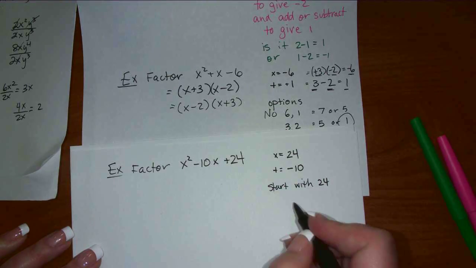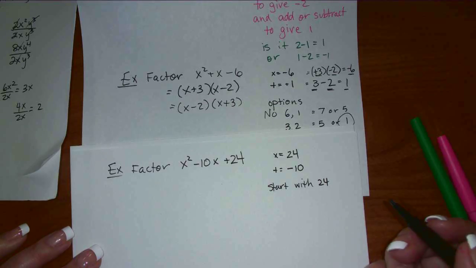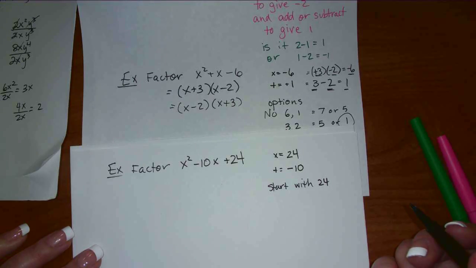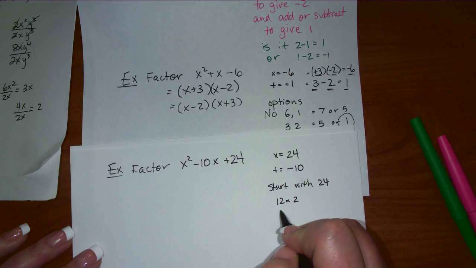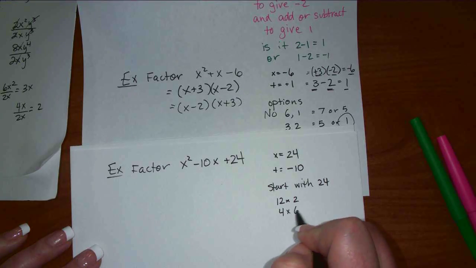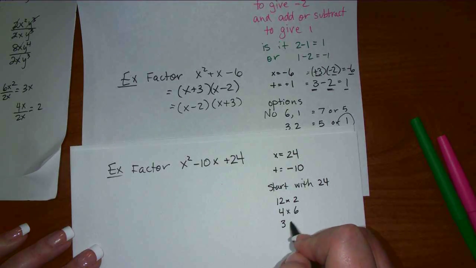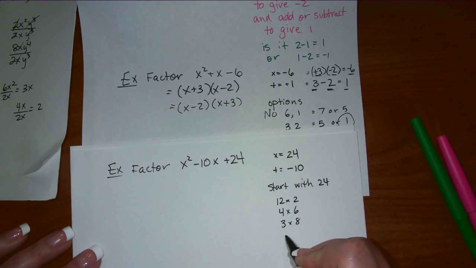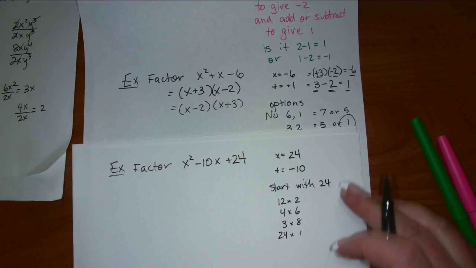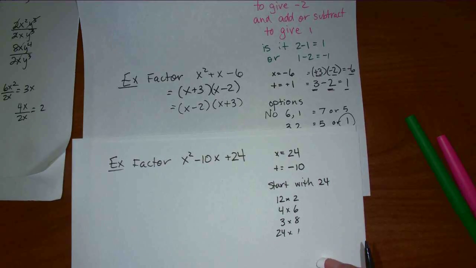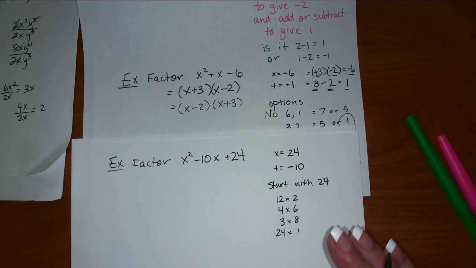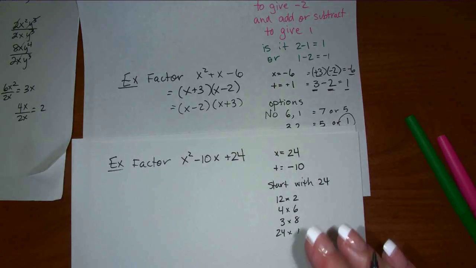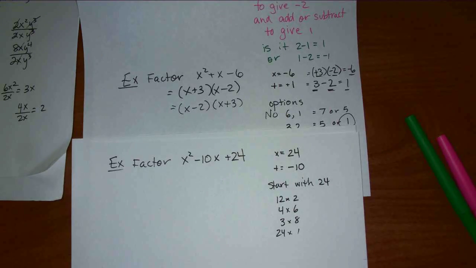So what two numbers multiply to give 24? 4 and 6, 12 and 2, 4 times 6. Oh, 3 times 8. Anything else? 24 times 1. That's not usually the answer, but it is possible, right? Yeah. So how do you know which set of two numbers it is? You have to add them and subtract them and see which one works to your middle number.